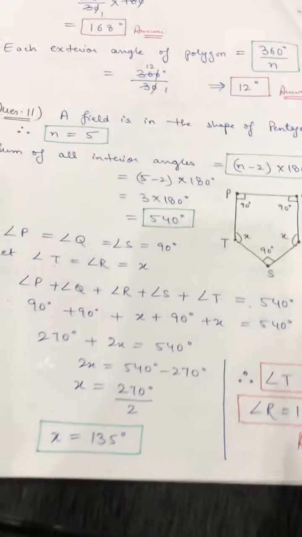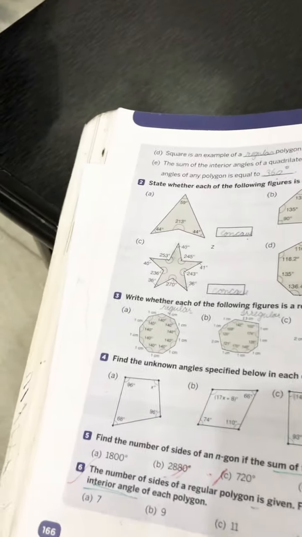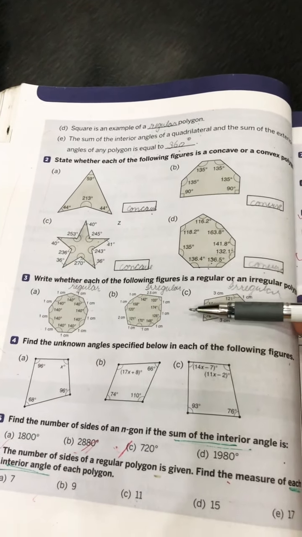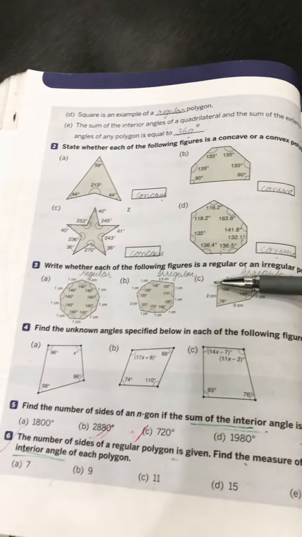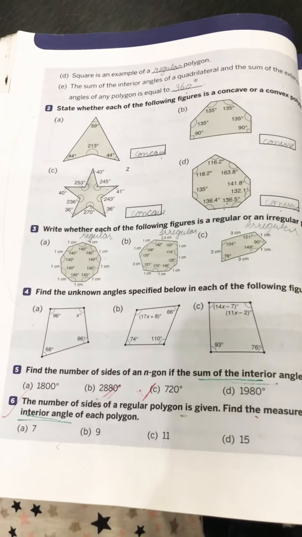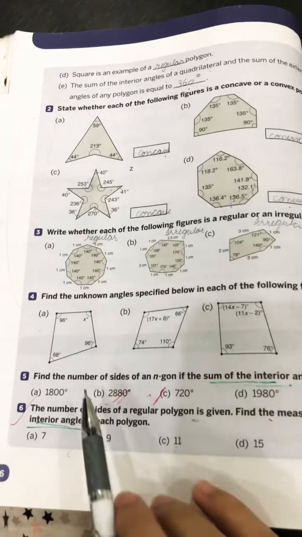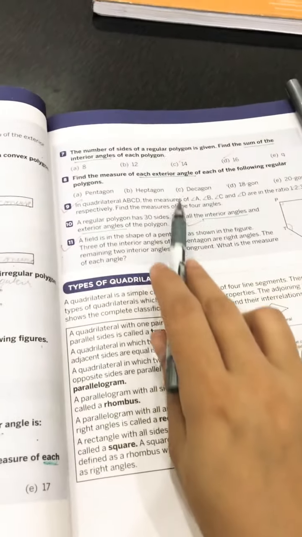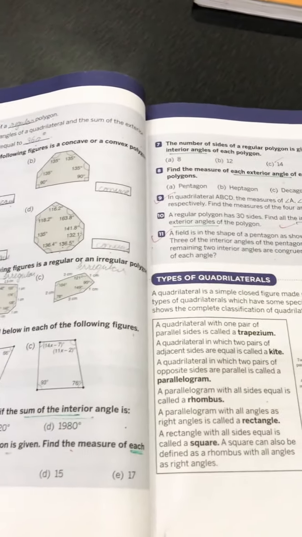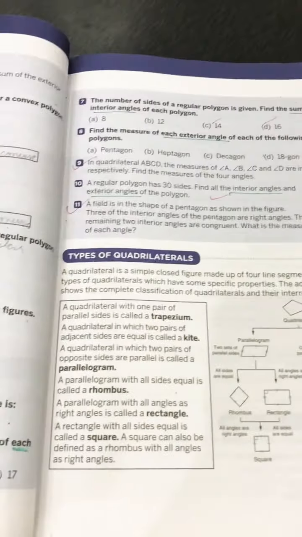So this is the last question of this exercise. The first 3 questions are very simple. They are fill in the blanks. In these 2 questions you have to identify the figures. In question number 4, you have to apply the angle sum property. In questions number 5, 6, 7, 8, 9, 10, 11, you have to apply formulas, which we have discussed so many times in the class.